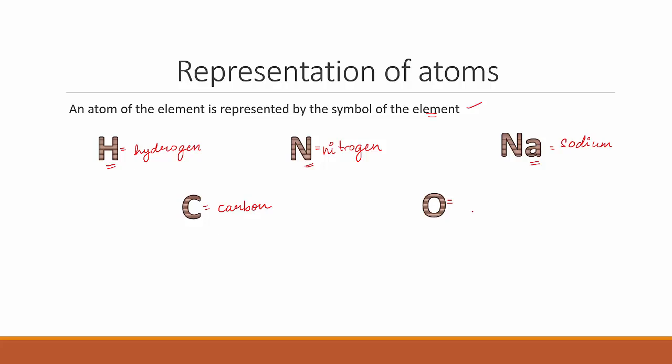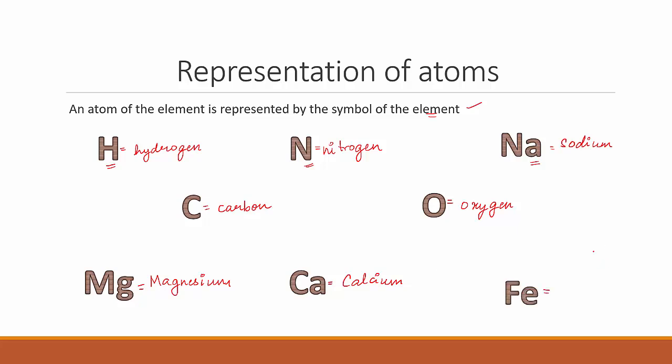Then you have O, the all famous O, which is oxygen, without which we wouldn't survive. Then we have Mg. What is Mg? Is it manganese? No, it's magnesium. So Mg is magnesium, Ca is calcium, and the last example that we will see is Fe, which stands for iron. So these are how the atoms of these elements are represented. If you notice, they are all the same as the symbol of the element that we gave. So generally a single atom is represented by the symbol of the element.